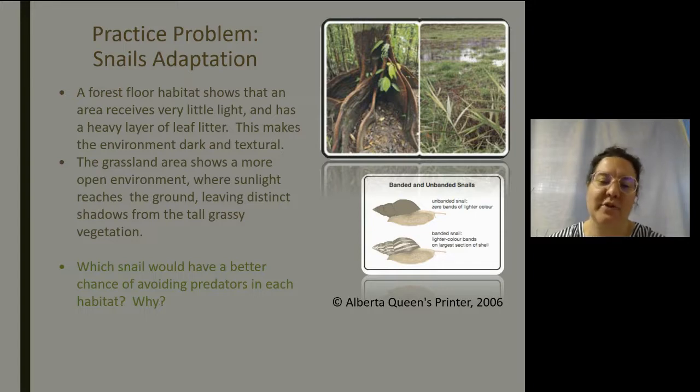And if they're beneficial, they're more likely to get passed on to future generations. And if they're harmful, they're likely to be weeded out of a population because those animals will be less likely to survive to reproduce.